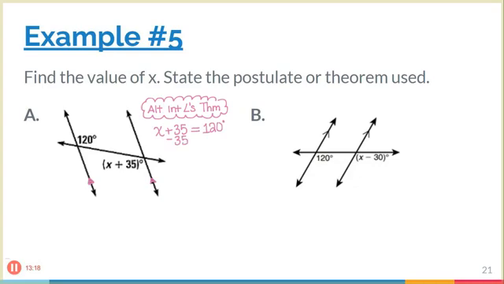So to solve for x, we simply subtract 35. And so in this case, x is 85.